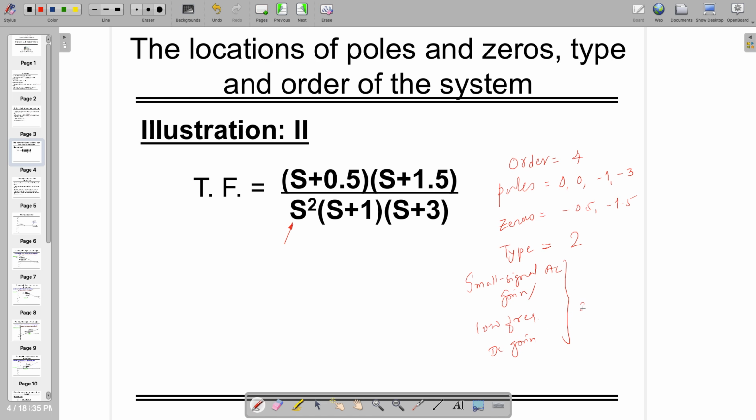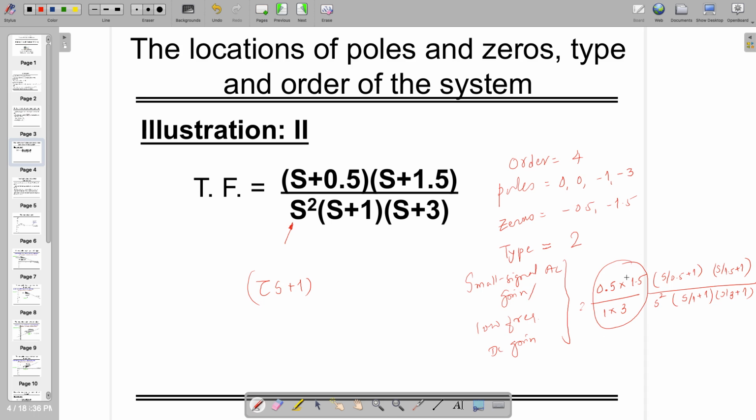So any one of them is actually depending on how much you can take. If you are going to write it in the form of tau s plus 1, what are you going to see? So that is 0.5, 1.5 divided by 1 multiplied by 3, that is going to give you the whole transfer function in tau s plus 1, where it's written by s by 0.5 plus 1 times s by 1.5 plus 1 and divided by s square, s by 1 plus 1 and s by 3 plus 1.